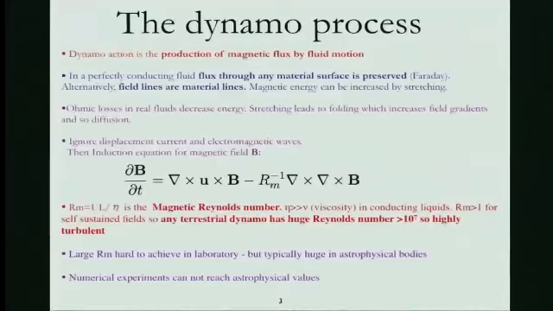So let me just remind people very quickly, the dynamo process is the production of magnetic flux by fluid motion. In a perfectly conducting fluid, the flux through any material surface is preserved, according to Faraday, or you can think of magnetic field lines as material lines. You can increase magnetic energy by stretching, but you can't change the magnetic flux. So in an astrophysical body, for example, you want to increase the magnetic dipole moment. You can't rely on stretching to do that because the total flux out of any surface is unchanged without diffusion.